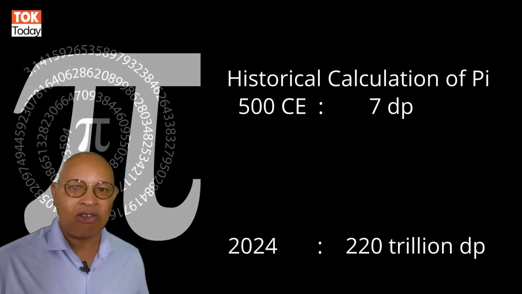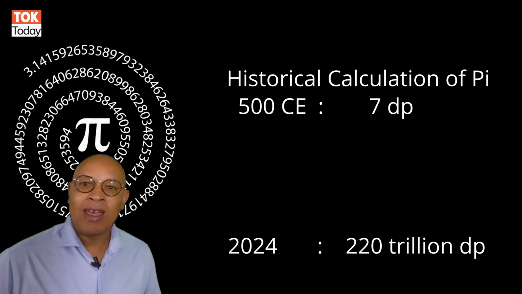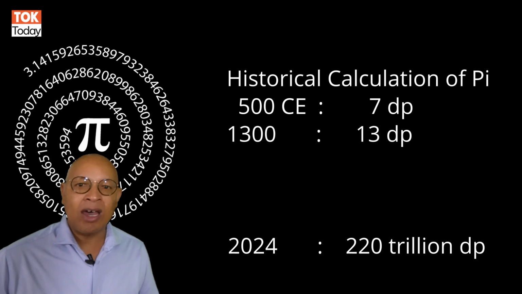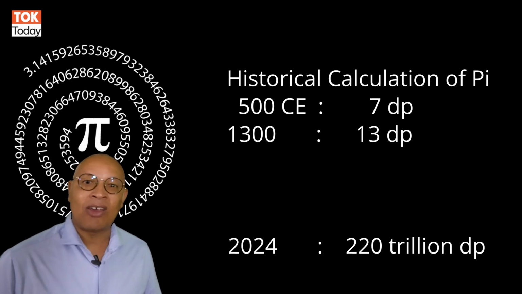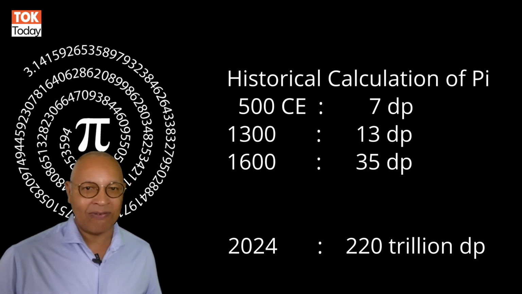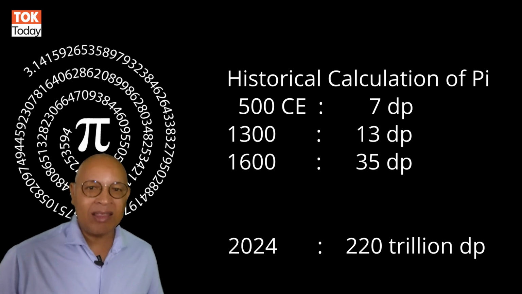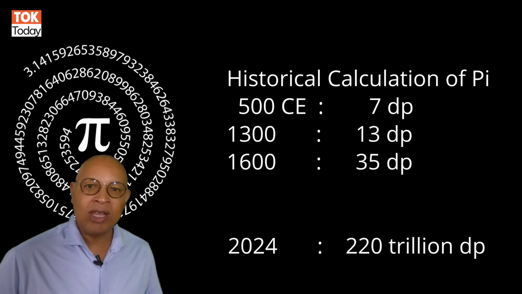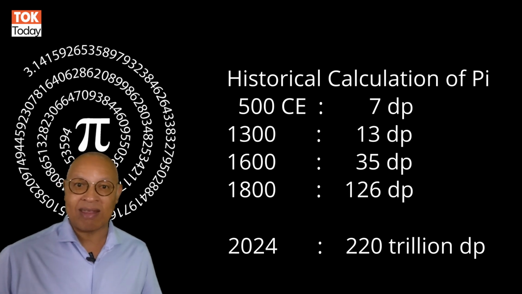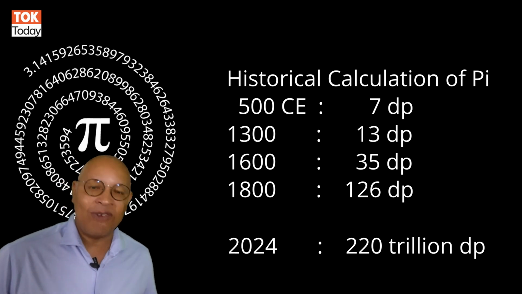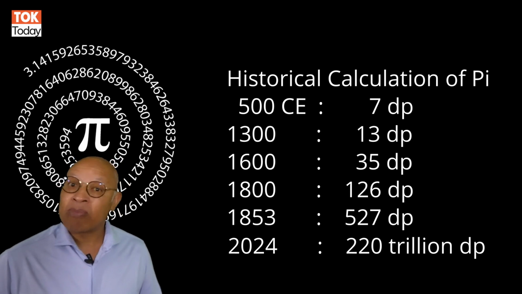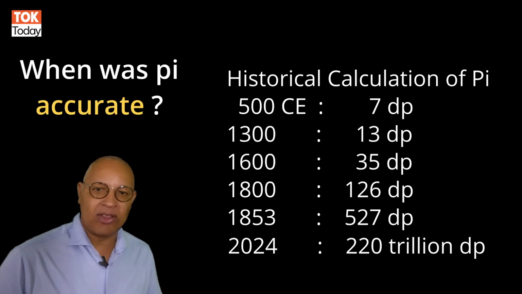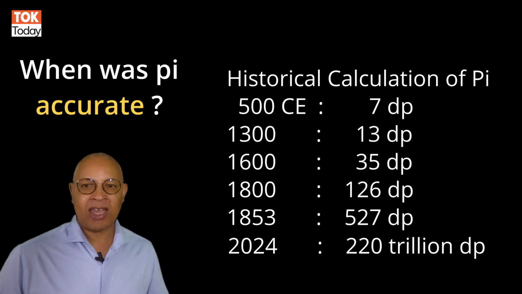In the 14th century, Madhava of Sangamagrama calculated pi to 13 decimal places, and in the early 17th century, Ludolph van Ceulen calculated it to 35 digits. Now, by the early 19th century, only 225 years ago, pi had only been calculated to 126 digits. But by 1853, it had been calculated to 527 decimal places.